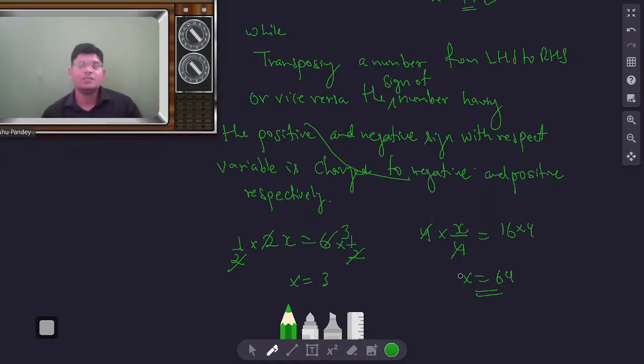So this method is known as transposition or transposing. Understood? Instead of doing plus or minus every time, why is this happening? You understood? Because of additive inverse and because of multiplicative inverse. Because we want x to be individual, we are going to find x only.